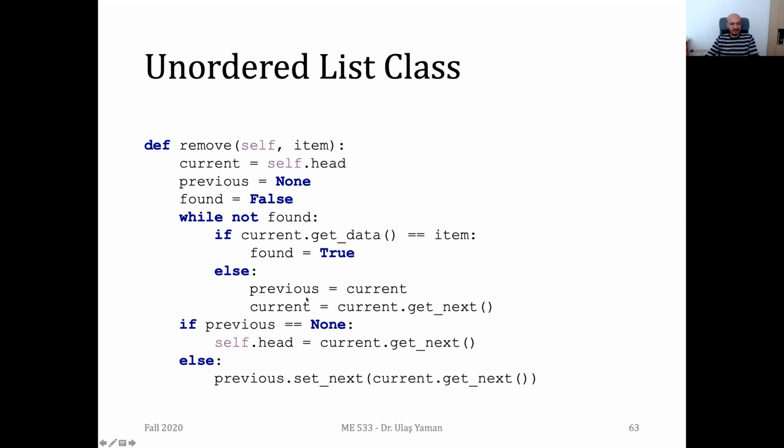If you find a value, then you are done and you check whether the previous one is equal to none or not. If it's equal to none, that means you are not actually using it to find the value. The previous one is equal to the head, so we need to get the next one. But if the previous one is not equal to none, which means that it has a value, then we need to change the connection.